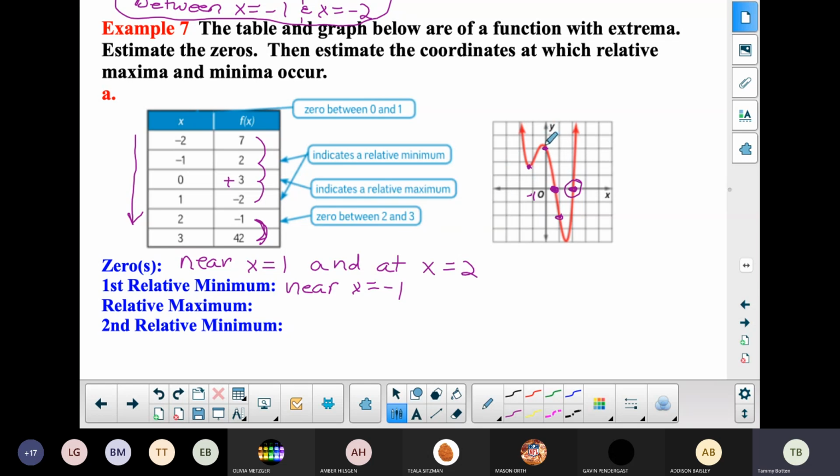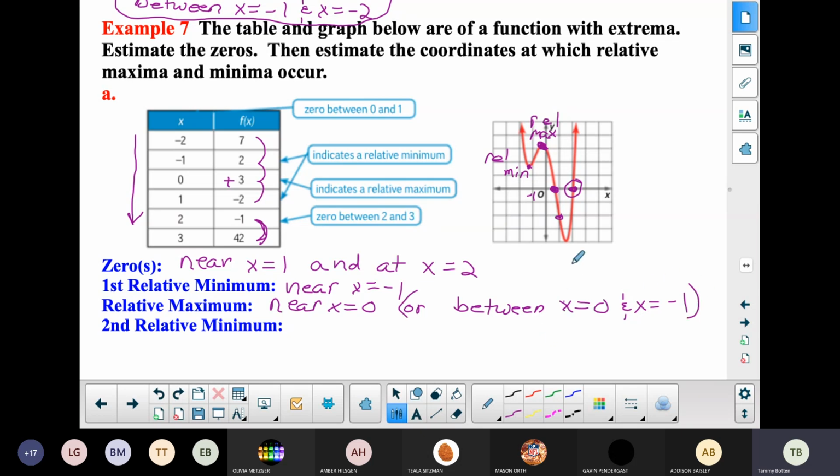Then I have this relative maximum up here. So this was a relative min down here. This is a relative max up here. Okay, so that relative max is again not right at an x value, but I would say it's probably near x equals 0. And if somebody else said it was between x equals 0 and x equals -1, that would be absolutely fine.